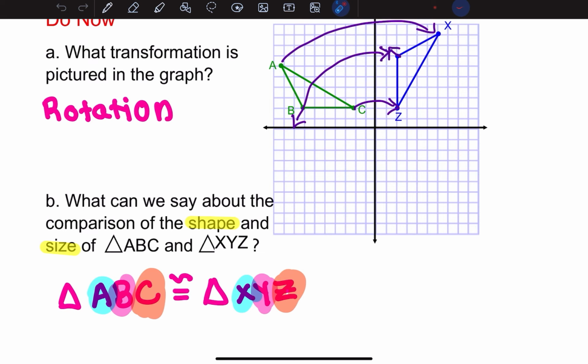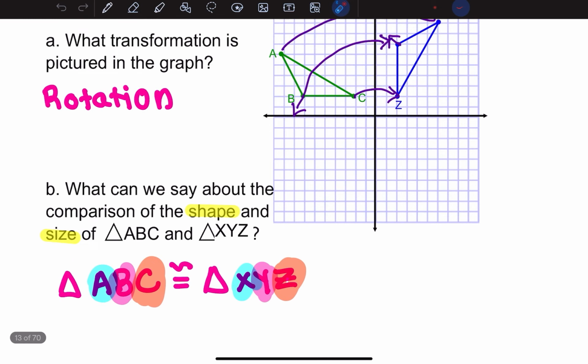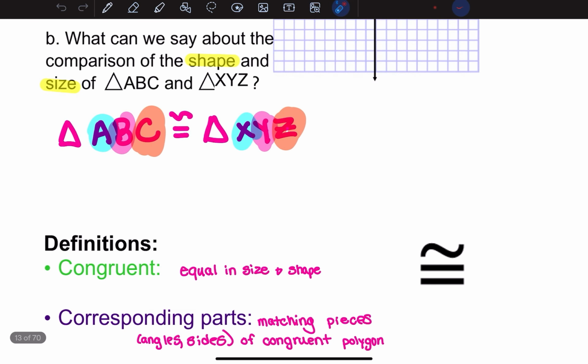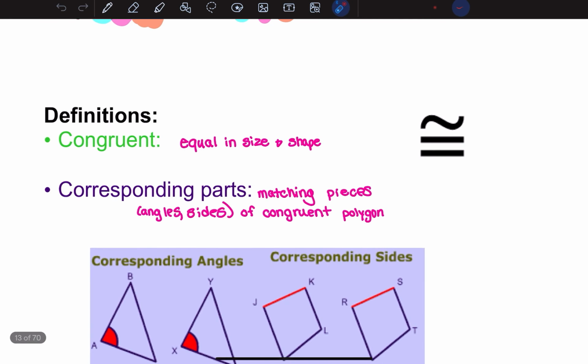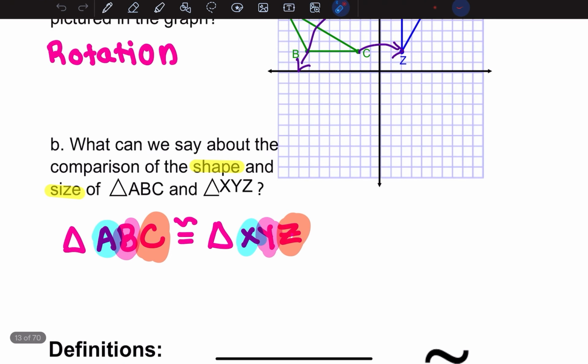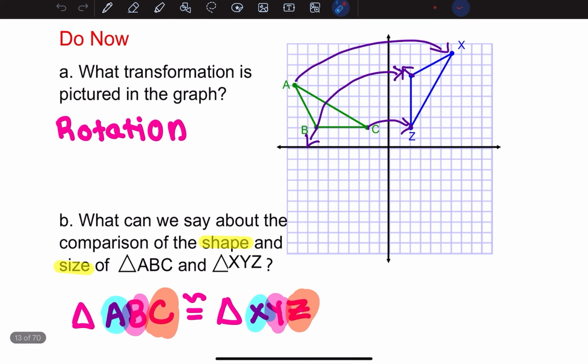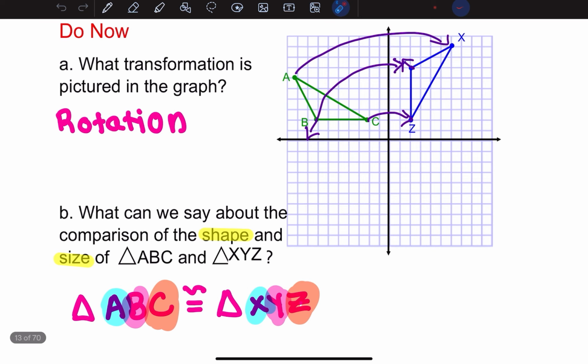Therefore, I know that the triangles are congruent. They are the same shape and they are the same size. So again, congruent, equal in size and shape, distance and angles are preserved. And now corresponding parts are going to be important as we move forward in this unit. This says that the matching pieces, either the angles or the sides of congruent polygons. So for example, when I mapped from ABC to XYZ, the order tells me the corresponding parts.